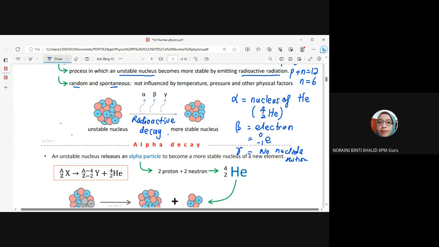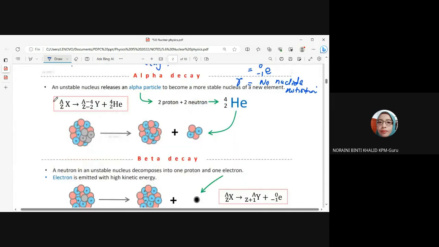Okay, we look at the first one, alpha decay. An unstable nucleus releases alpha particle to become more stable nucleus of a new element. Ini secara general, unstable nucleus ialah element X. Let's say I give you one example for this one. For example, based on the textbook, you can look at polonium.